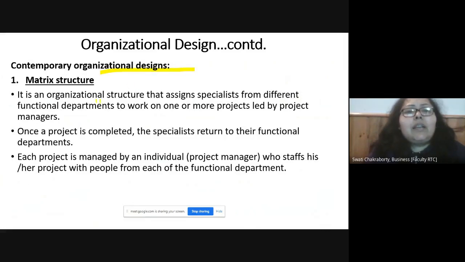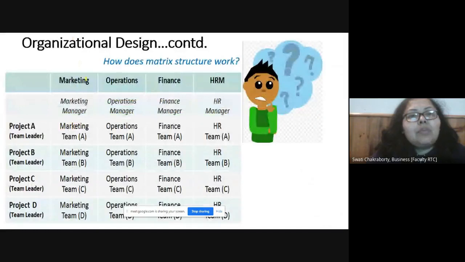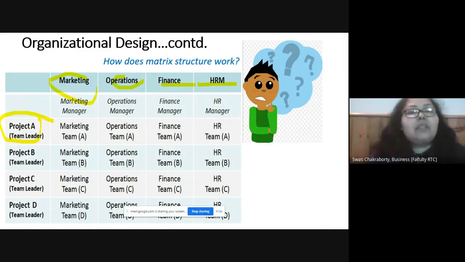Matrix is a type of organizational structure where you have specialists from different functional departments working on one or more projects led by a project manager, and once the project is completed, these specialists return to their functional departments. If you take this example, there are different departments: marketing, operations, finance, HR, each headed by the respective managers. Now, there's a project which has a team leader, a project leader. For project A, there's a team leader.